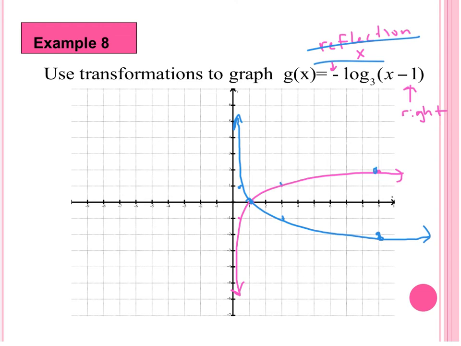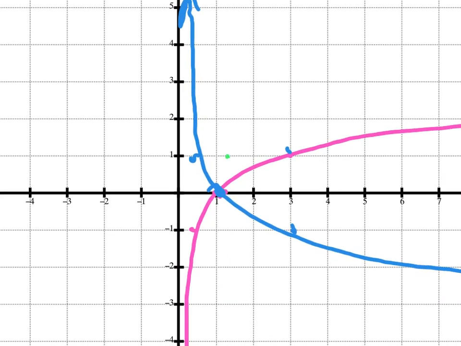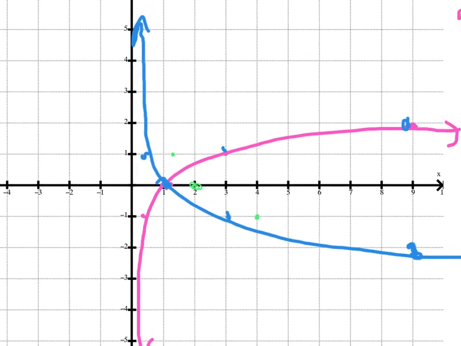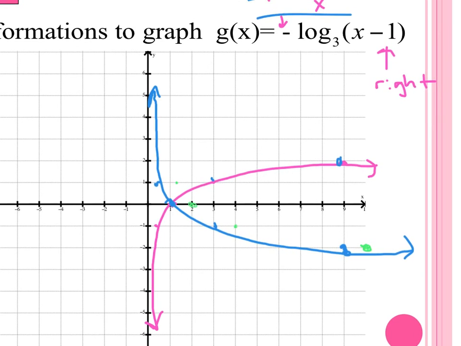Now we need to shift it right 1. So we are going to take all of our points and just move them to the right 1. So this one at 1/3 becomes 1 1/3. Our point at 1 comes to 2. Our point at 3 goes to 4. And our point at 9 goes to 10. So once we shift all of our points to the right 1, we can draw our line through those points. So this is our g of x graph.